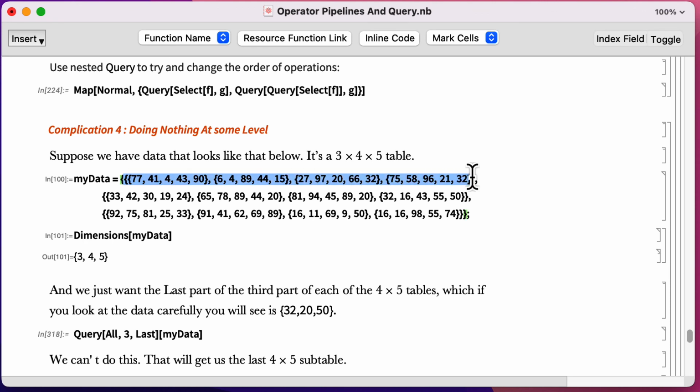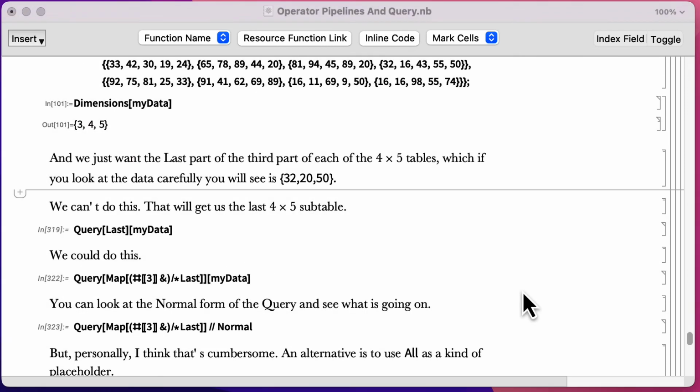Here's a 4 by 5 table. I want to take, here's the third part, and that little 32 is the last part of the third part. And I want the last part of the third part of the second 4 by 5 table, and the last part of the third part of the last of the 4 by 5 tables. So I want some code that's going to get my 32, 20, 50 in a list.